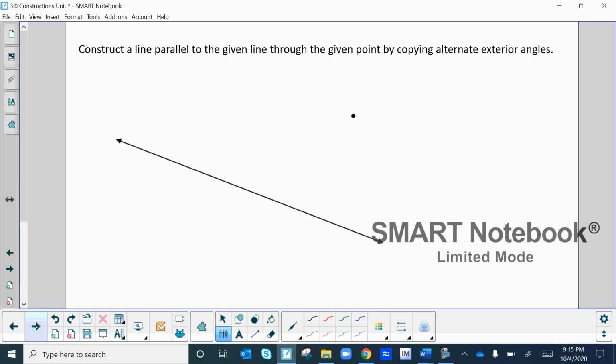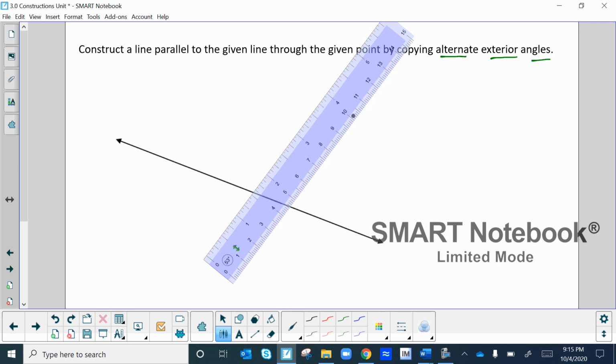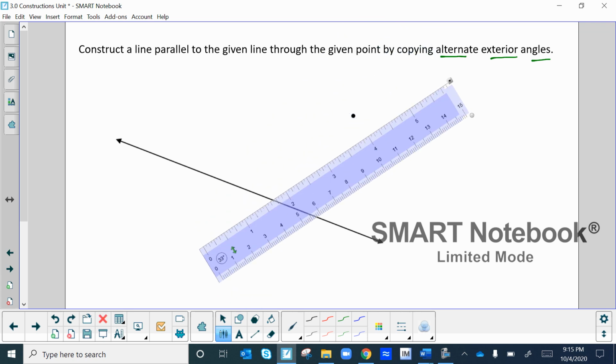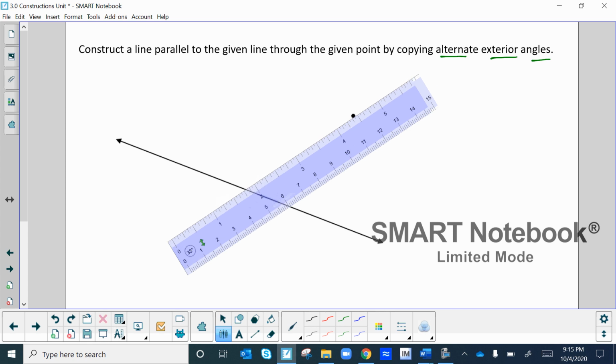All right, let's try it again. This one's a little different though. It says construct a parallel line to the given line through the given point by copying alternate exterior angles. Okay, so you also learned, and you have to remember, that whenever we have parallel lines, we have alternate exterior angles that are congruent, alternate interior angles congruent, and corresponding angles that are congruent. So let me get my ruler. And the first thing that I want to do is make a transversal. So let's put it more at an angle like this, so it's kind of intersecting this line over here in the middle.